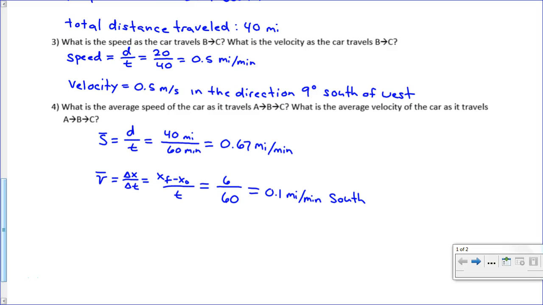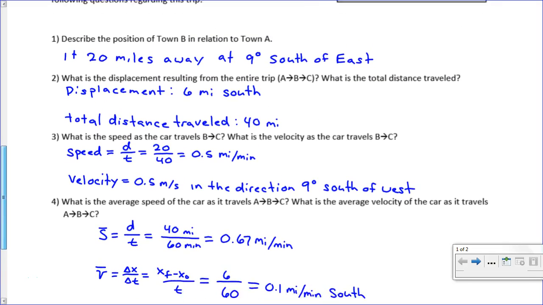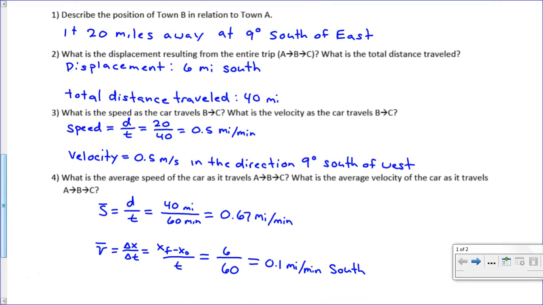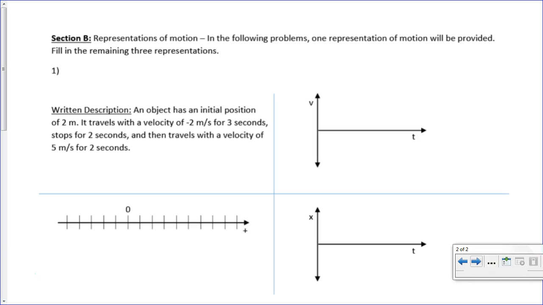Okay, again, as I said, there are a lot of different terms here, and it's important that you know the difference between the terms, and it's important that you know which one's a vector and which one's a scalar, so that you know which ones need directions associated with them and all of those things. So really try hard to understand these concepts, and as I said, if you have questions, come and ask me about that. Moving on to the back here, we have a set of problems where we have these different representations of motion.